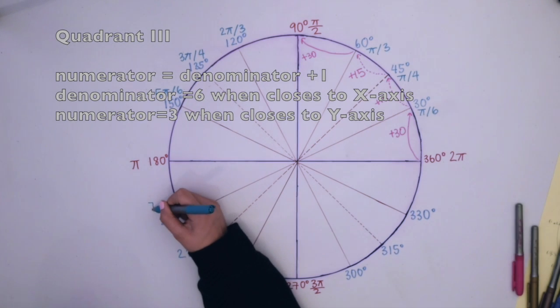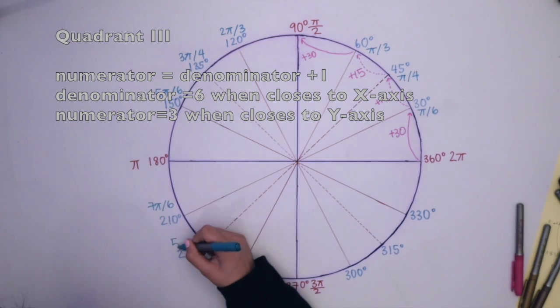On quadrant 3, it's going to be the opposite. The denominator is going to have 1 more than the numerator, not including pi.